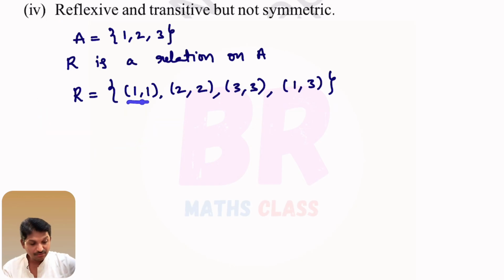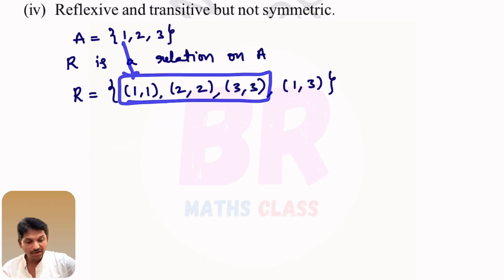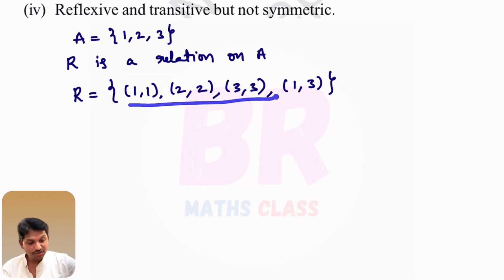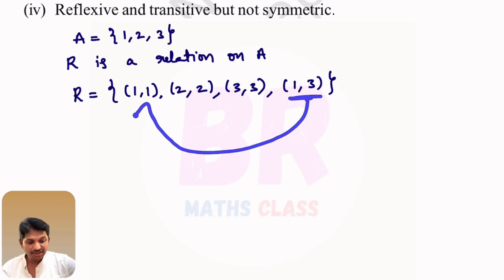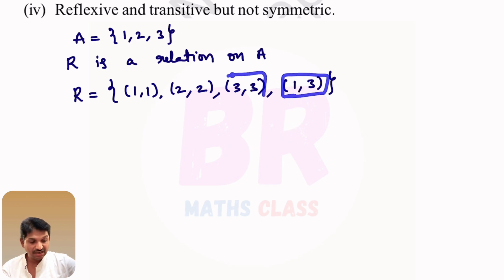We'll check. Reflexive, yes. For 1, 1 comma 1. For 2, 2 comma 2. For 3, 3 comma 3 exists. So this is reflexive. Transitive. Whenever you check the transitive condition, no need to check these elements, right? Even if you take this ordered pair and check with any other ordered pair, it always satisfies. Suppose 1 comma 3, 3 comma 3, A comma B, B comma C, what is A comma C? That is 1 comma 3. 1 comma 3 is there here only, right? This relation is transitive. This relation is reflexive. This relation is transitive. Very simple.